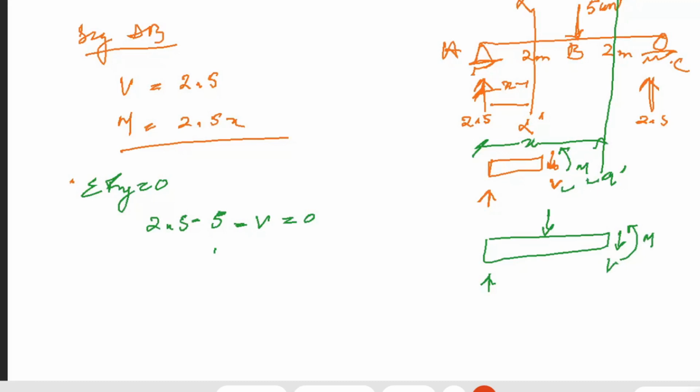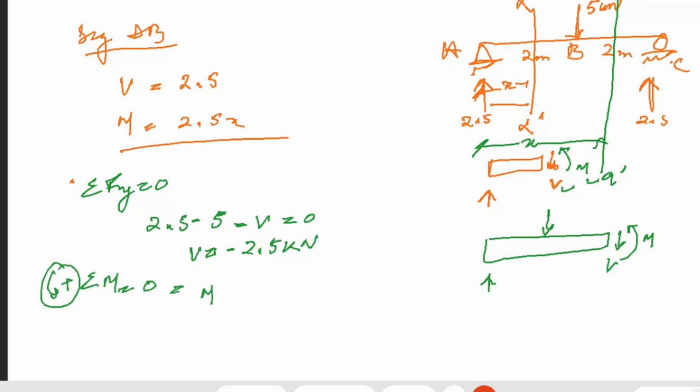Now for this segment, which is somewhere in between B and C, that shear force V will be equal to minus 2.5 kilonewton, and our summation of moment will be equal to 0, anti-clockwise positive. Therefore, you can draw the shear force and bending moment diagram.